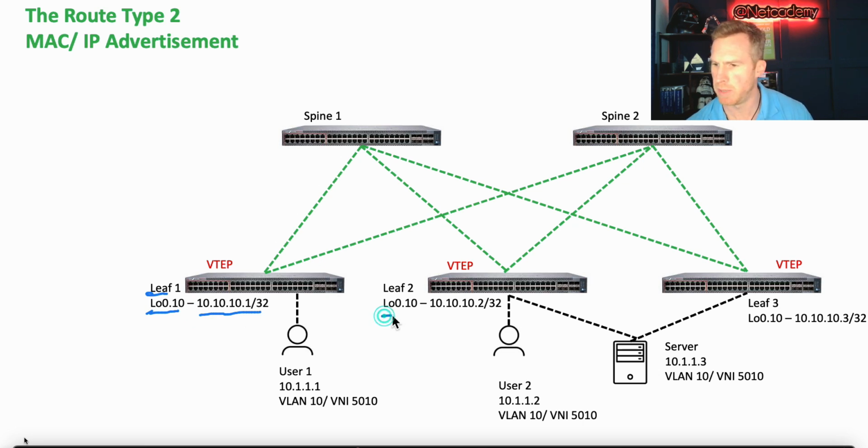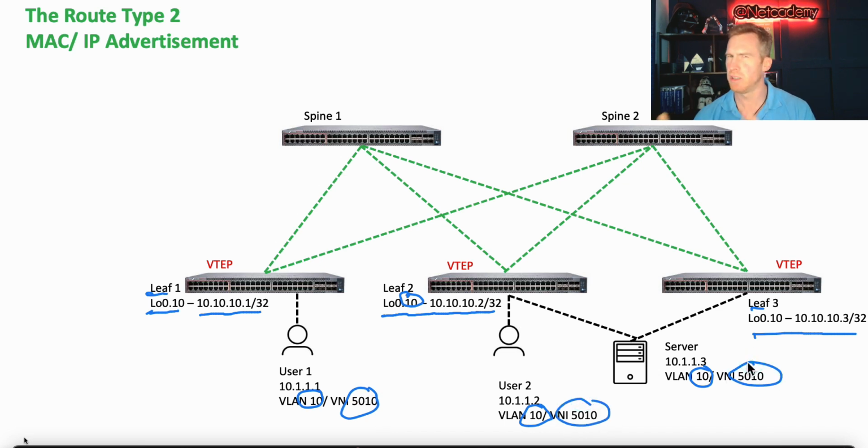For leaf 2, the loopback 0.10 is 10.10.10.2/32. And guess what? For leaf 3, it is 10.10.10.3/32. If you wonder where this .10 is coming from, that's because the users are all in VLAN 10. So user 1 is in VLAN 10, user 2 is in VLAN 10, and even the server here, which is multi-homed, is in VLAN 10. And that virtual network identifier is 5010, however you want to pronounce it. So just a quick view on what the network setup is there.